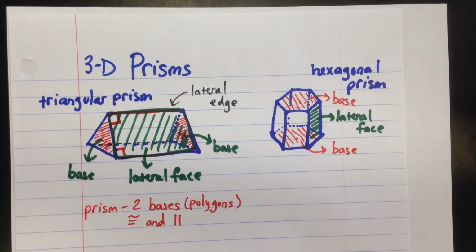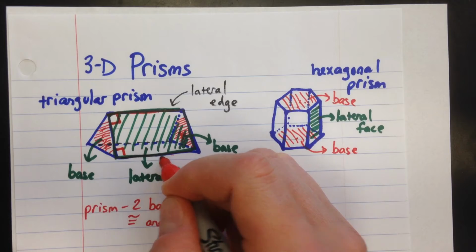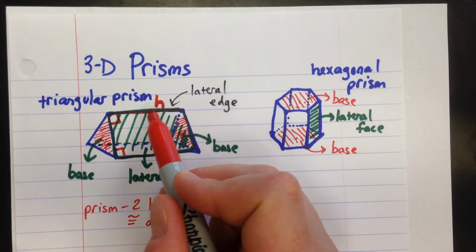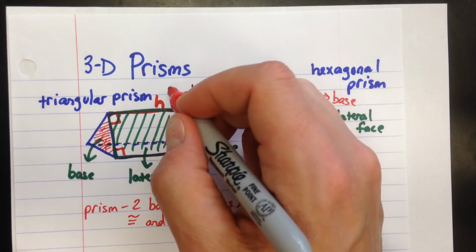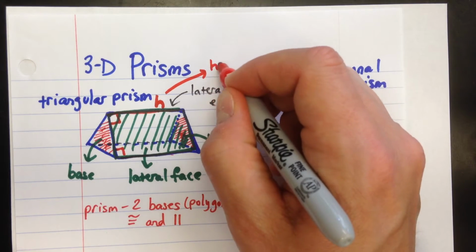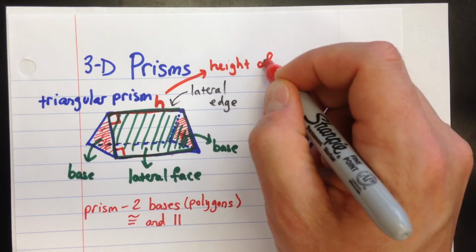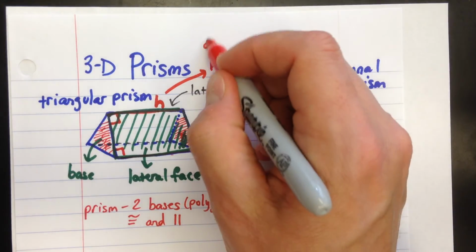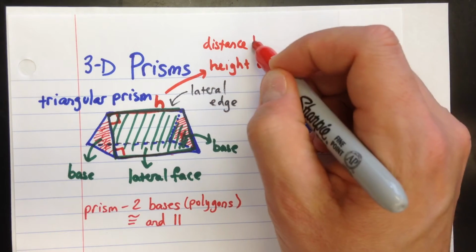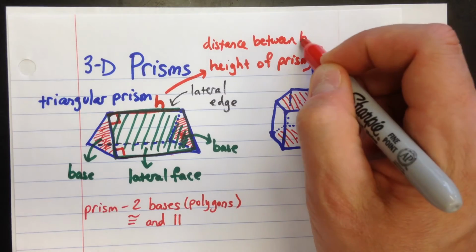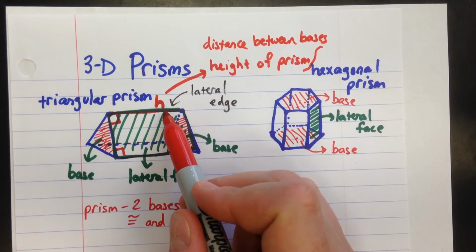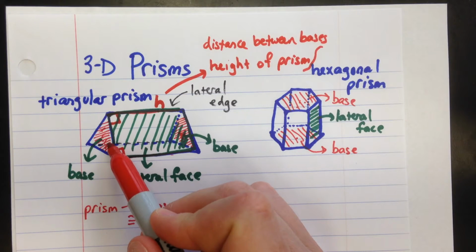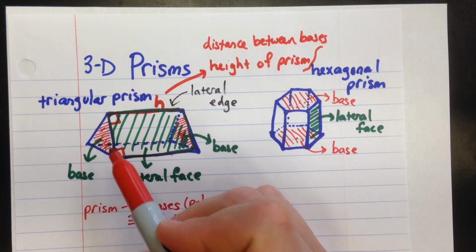So one of the variables you're going to see for this, we're going to call that lateral edge h. That's actually the height of your prism right there. The lateral edge, in this case, is going to be the height of the prism, because what that represents is the distance between the bases. So a lot of vocabulary here. Distance between the bases, that is what we call the height of the prism. Now that's not the same thing as the height of the triangle, the height of the base. That's different. We'll get to that in a second when we calculate this.